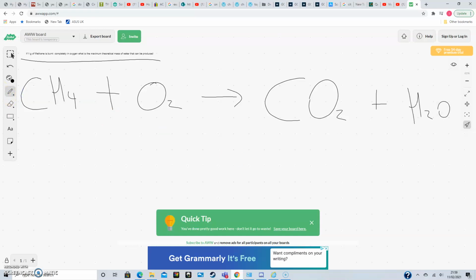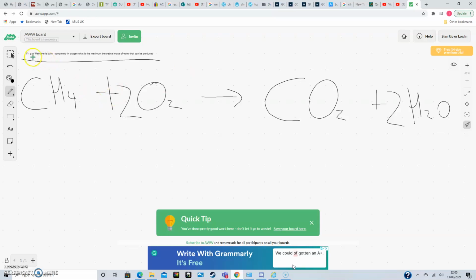Okay, right now this is not balanced. First thing we need to do to balance is look at the hydrogens. There's 4 hydrogens here, there's 2 here, which means we need to put a 2 here to balance. So there's 4 hydrogens here, 4 hydrogens here. There's 1 carbon here, and there's already 1 carbon here, so that's okay. Now there's 2 oxygens in the carbon dioxide, and 2 times 1 is 2 in the water, so that's 4 oxygens on the right side, which means there needs to be 4 oxygens on the left side. There's already 2 oxygens here, so to balance it, we put 2. So now that is completely balanced.